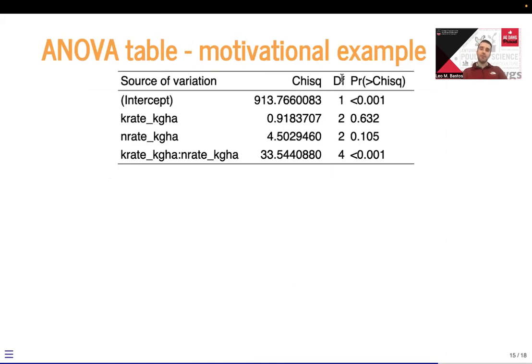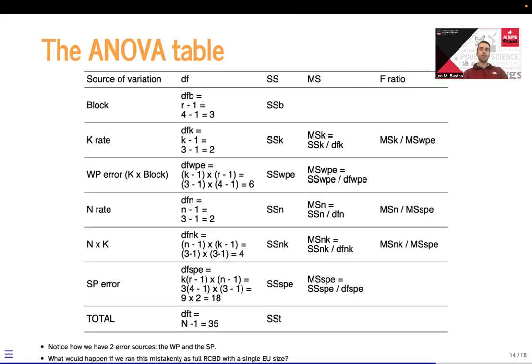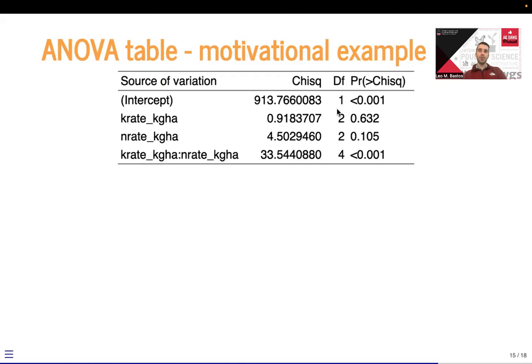Every time you look at an ANOVA, if it just shows you one column for degrees of freedom, that is going to be the numerator degrees of freedom column. What I mean by numerator is the degrees of freedom associated with whatever goes on the numerator of the F ratio, which in this case here is MSK. MSK was calculated using degrees of freedom of potassium, which are 2, right? So this column here is showing the degrees of freedom of the numerator.